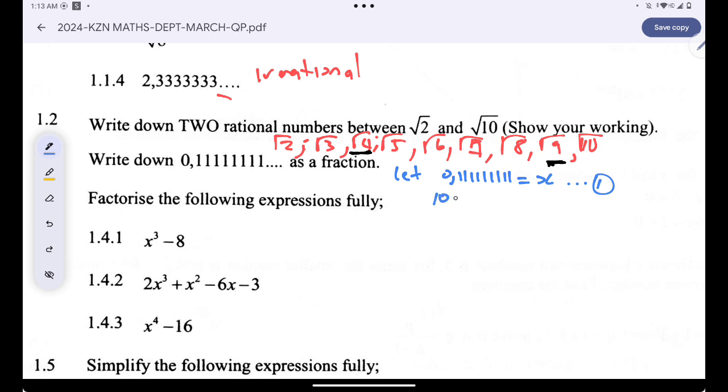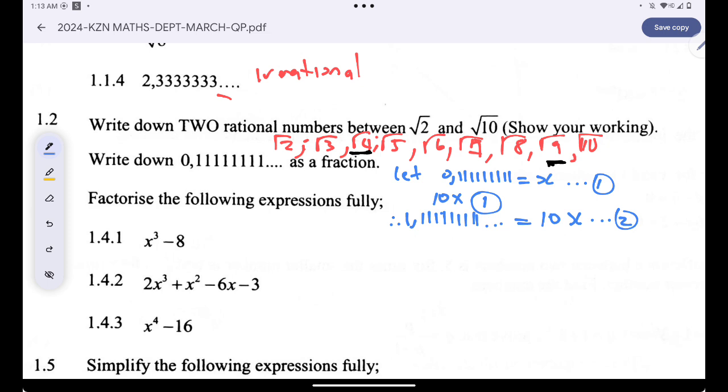I can just take equation 1 and multiply it by 10 for me to have a significant number before the comma. Are you together? Let me write this. What am I doing? I'm multiplying equation 1 by 10. So therefore I'll have 1.11111111 recurring, and I'll also have 10x. So by doing this, now I have equation 2.